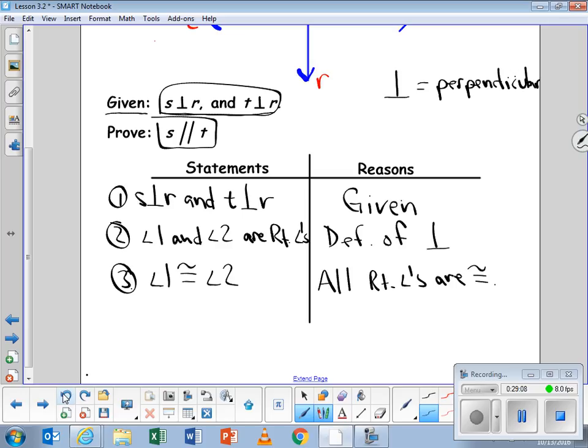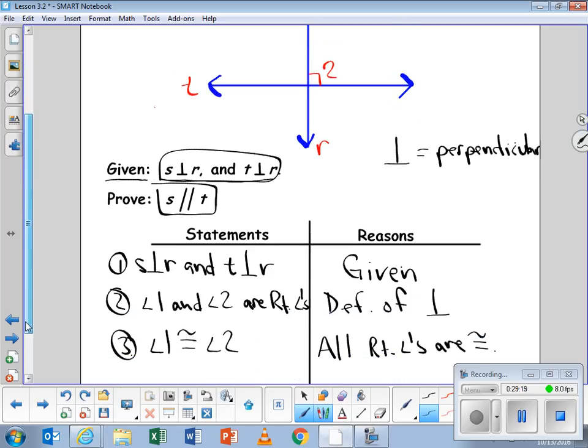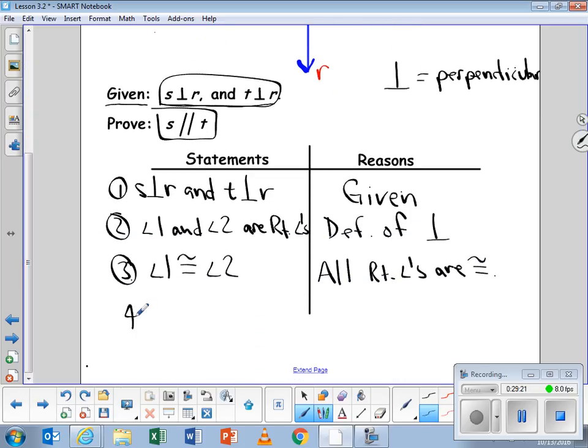Now, we just said those angles are congruent. And Cody, you told us they're what kind of angles? Corresponding. They're corresponding angles. And so my next step is going to say that line S is parallel to line T because of the converse of the what?